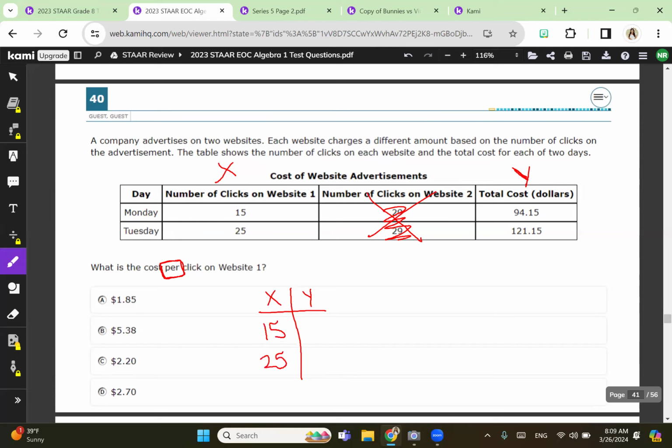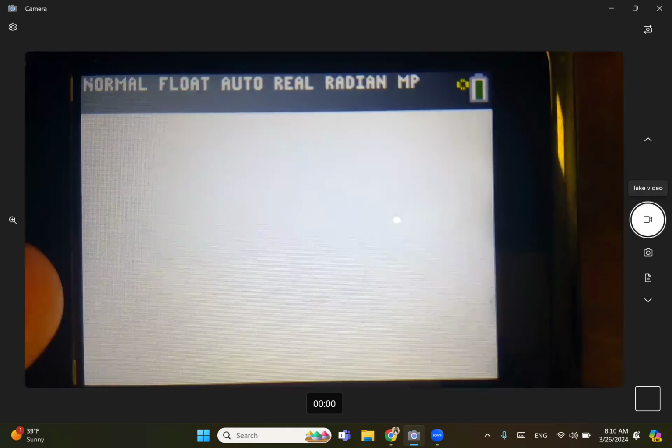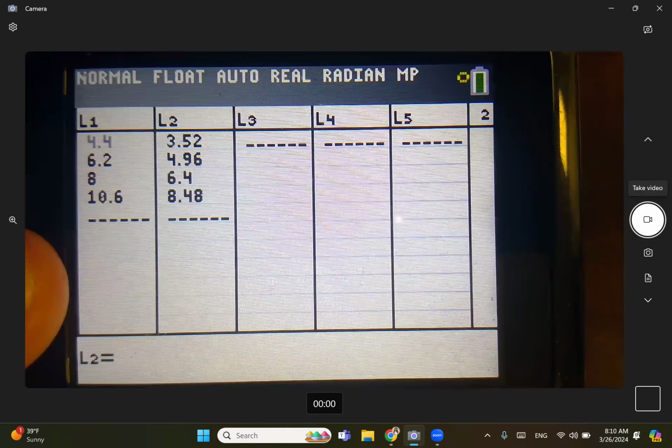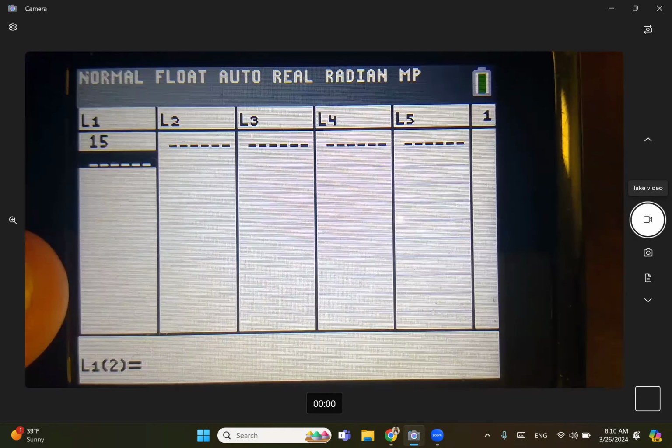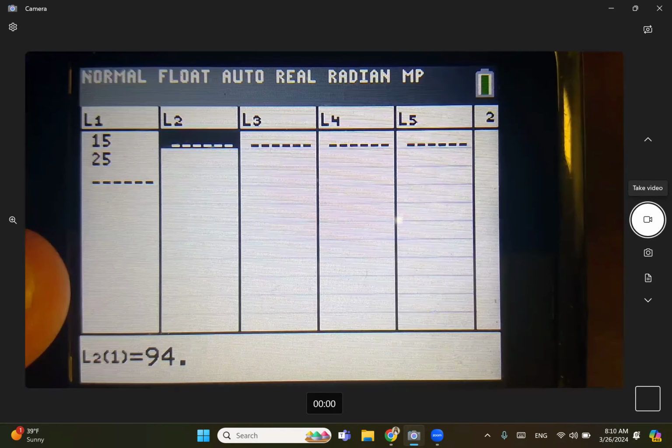15, 25, 94.15, 121.15. I wonder if my camera will work while Zoom is on. Can they hear everything I say? Oh, they can see. Cool. Okay, so go to stat edit. What were the points? 15, 25, and 94.15, and then 121.15.